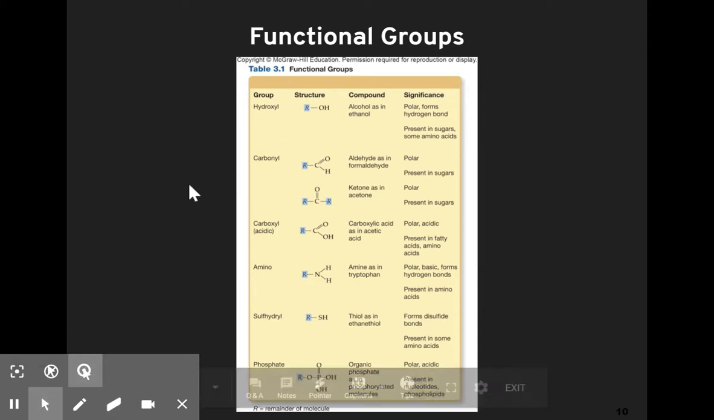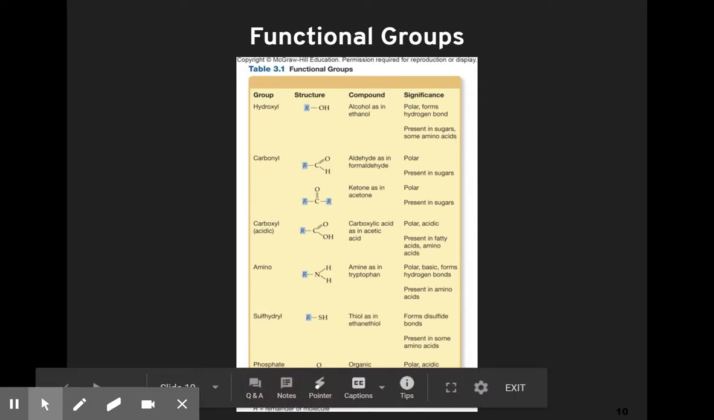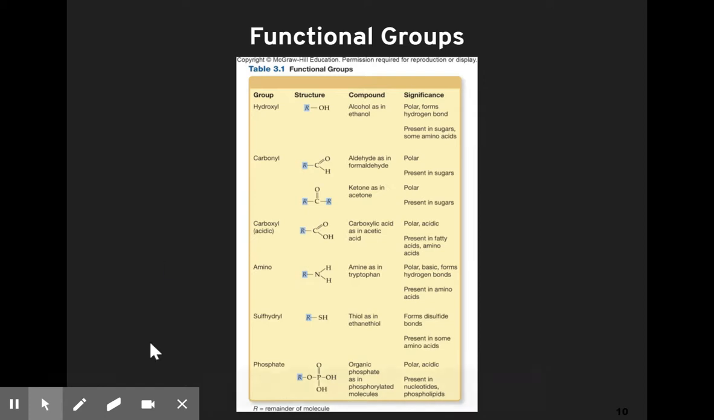So that is the beginning of chapter 3. We're going to talk more specifically about those macromolecules in the next presentation.